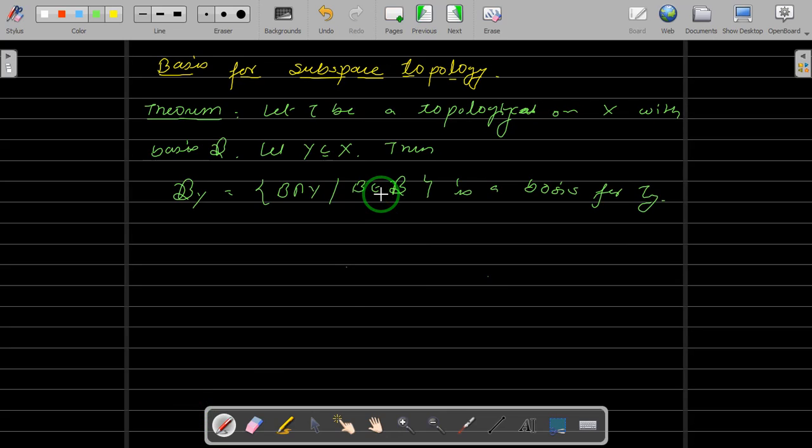Let us recall what we were doing. We stated the theorem saying: let tau be a topological space on X with basis script B, and Y is a subset of X. Then script B_Y, given by B intersection Y where B belongs to script B, is a basis for tau_Y. Let us recall what is tau_Y.